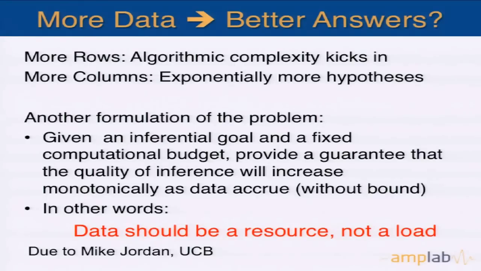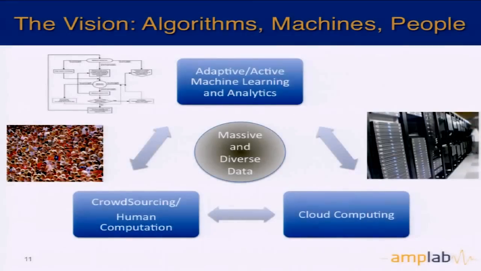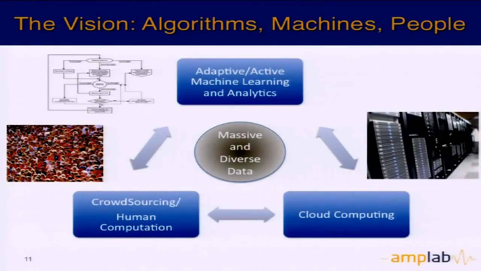All right, so that's how we frame the problem. Let me tell you how we're attacking it. Our view is that if you want to make sense of a bunch of data, you've got three basic classes of resources to use. You've got algorithms, in the sense of statistical processes, machine learning, business intelligence processes, and so on. So that's the algorithm side.